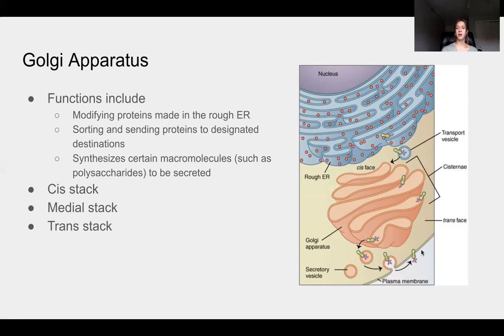So the cis stack, or the cis face, is the face closest to the rough ER. The medial stack is in the middle, and the trans stack is the one furthest away from the rough ER. So that is where our secretory vesicle with that protein will be either localizing to the plasma membrane or secreting that extracellularly.